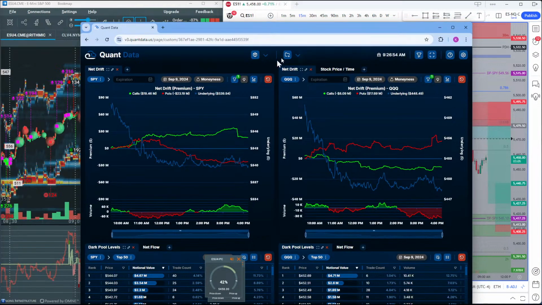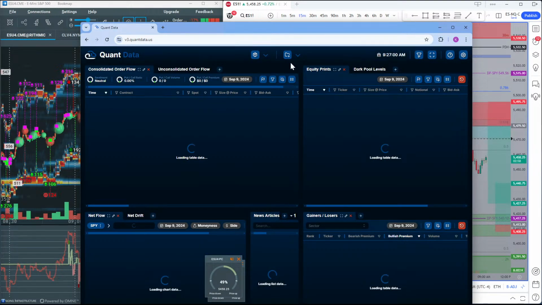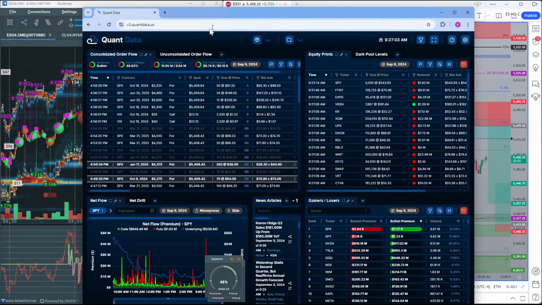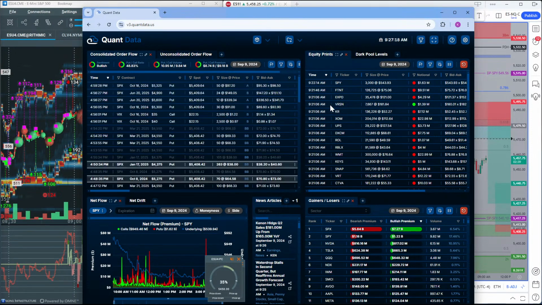We'll be using quant data once the market does open. This is my personal page. What's pretty cool with quant data is now you could have your own custom pages. They have the now consolidated order flow and unconsolidated order flow, which is sort of like we see the icebergs on Bookmap. So the consolidated order flow is when they group those orders together. Unconsolidated is when they stay separate. We have the equity prints, which again is just equities being bought. This is not options. This is equities right here.